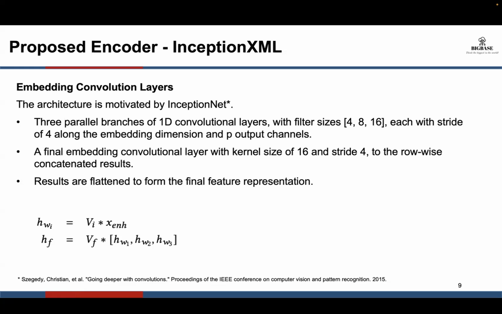And for the embedding convolution layers, the architecture is motivated by InceptionNet. There are three parallel branches of one-dimensional convolutional layers with filter sizes 4, 8, and 16, each with a stride of 4 along the embedding dimension and P output channels. After applying these convolution layers, they concatenate the results row-wise. And then a final embedding convolution layer, V_F, is applied with a kernel size of 16 and stride 4. The result from this is flattened to form the final feature representation, H_F. This is the final feature representation from the framework until now.